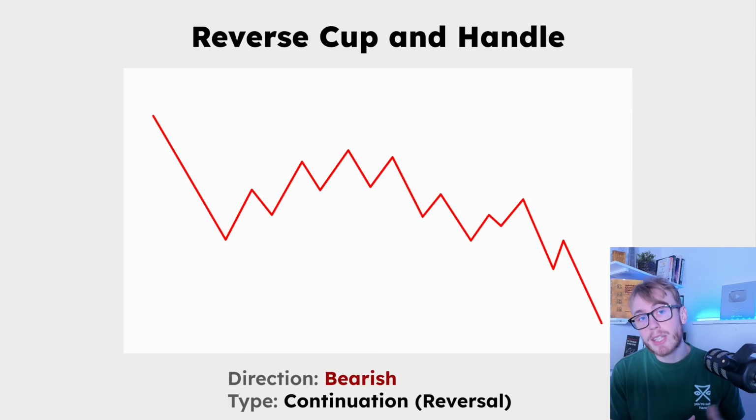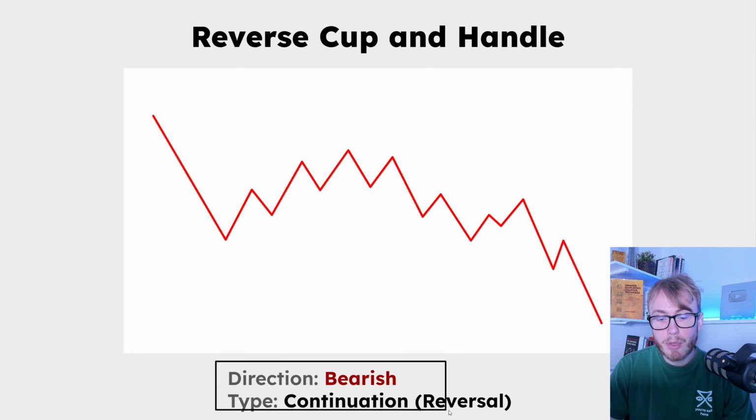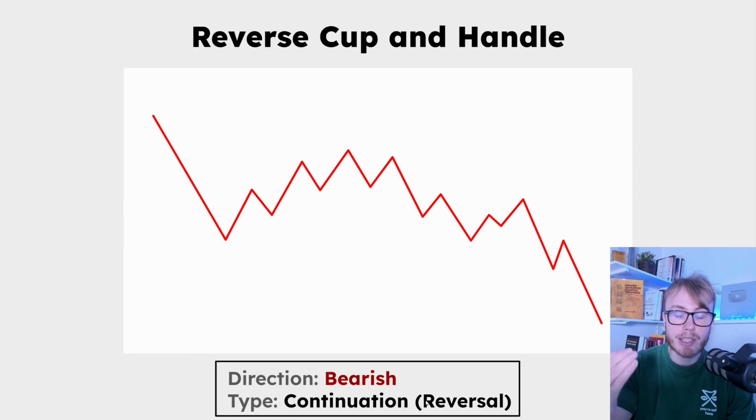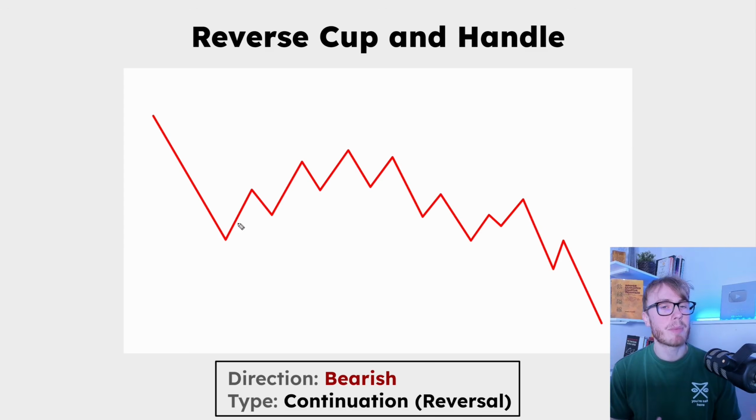And now guys, let's also take a look at the reverse cup and handle real quick. This one is the bearish version of the cup and handle. So the direction is bearish and the type is most often continuation. Sometimes it can also act as a reversal. And in my opinion, the reverse cup and handle can often be even harder to spot than the normal cup and handle. So this one needs a little bit of practice.